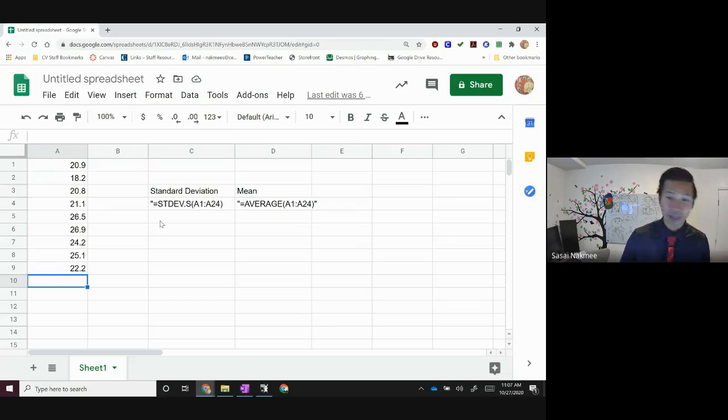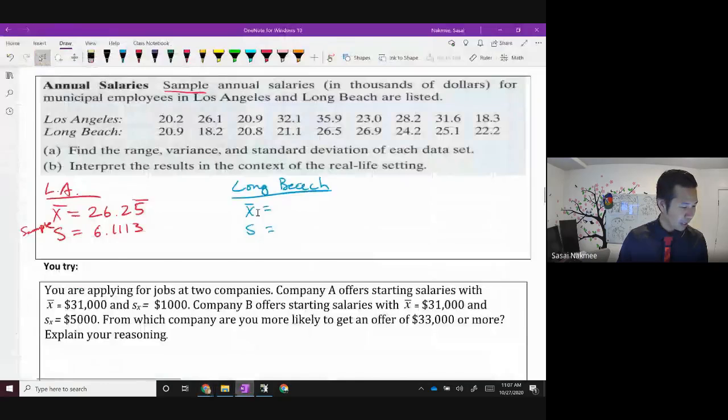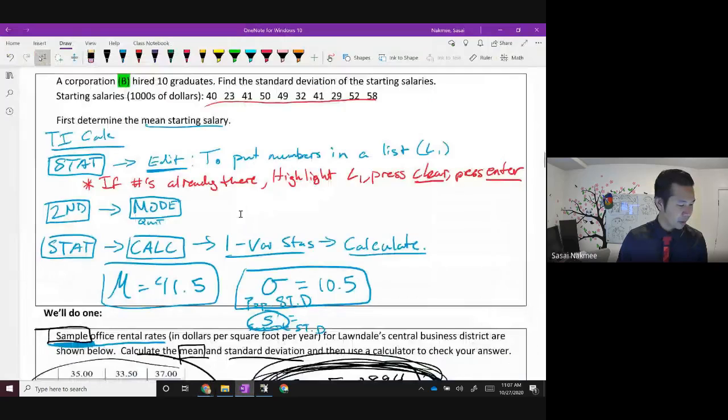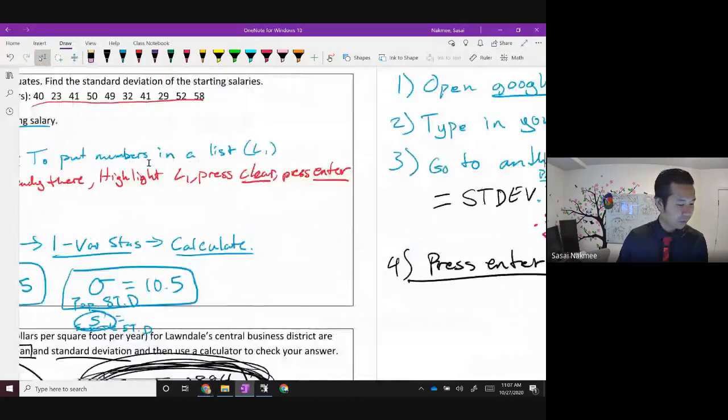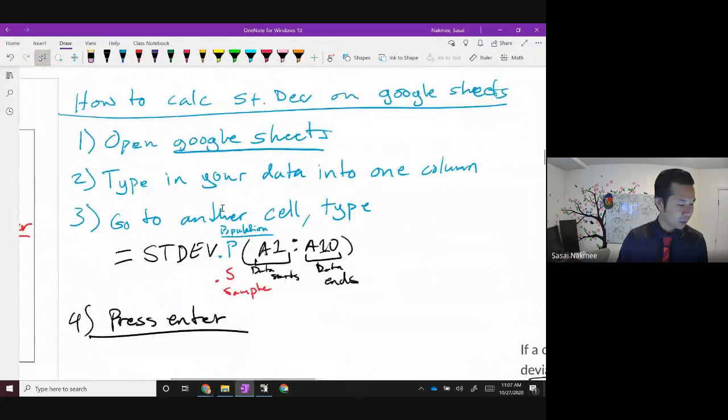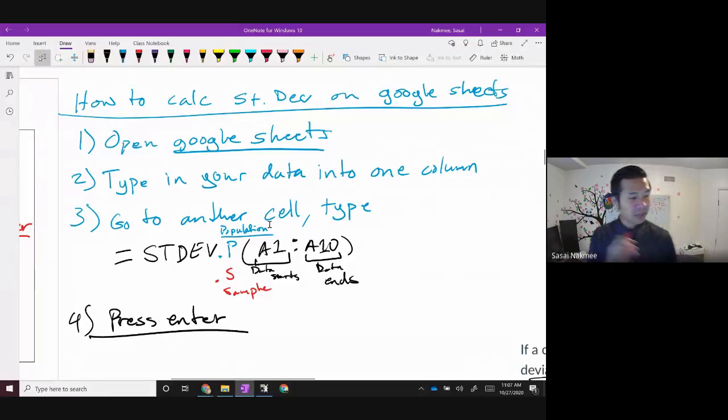Okay, let's actually move on here. So the other way of doing this whole standard deviation and mean, instead of using the TI calculator, you could follow these steps over here and do it on Google Sheets. These are directions that I have in my notes, and they're all posted online, and I really suggest that you write them down somewhere. Anywhere. Copy it down. Follow these directions, and you'll be able to calculate these things and get easy points on my quizzes and on my tests.